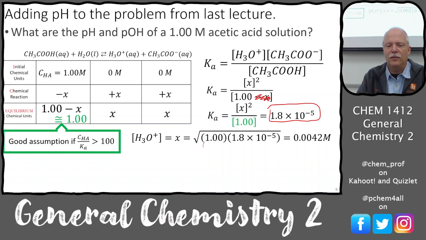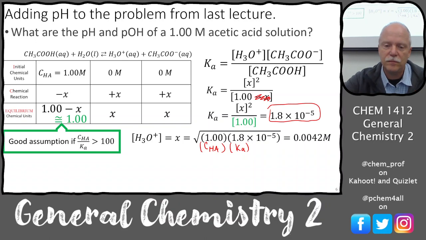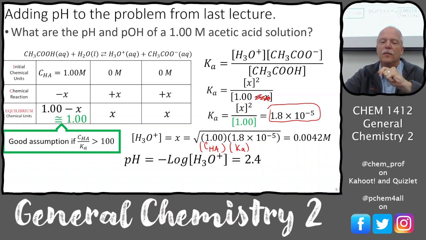It's just the square root of CHA times Ka. And it's always that way. If you pass the assumption test, then you can cut right to that equation that the hydronium ion concentration is equal to the square root of the acid concentration times that Ka value. Okay, so we get 0.0042. Let's take the minus log of that number, and we get 2.4 for the pH.